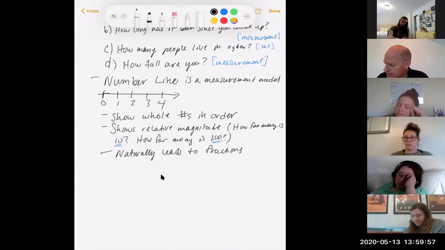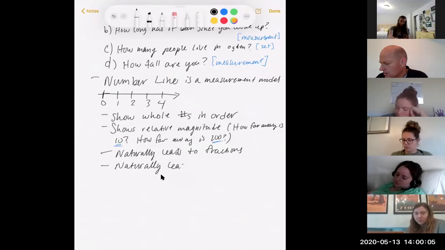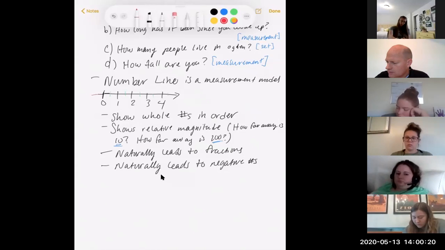Okay, it naturally leads to fractions. It also naturally leads to negative numbers. So we have fractions that go in the middle, negative numbers. What is before 0? That's what they will ask you. The students will ask you that.